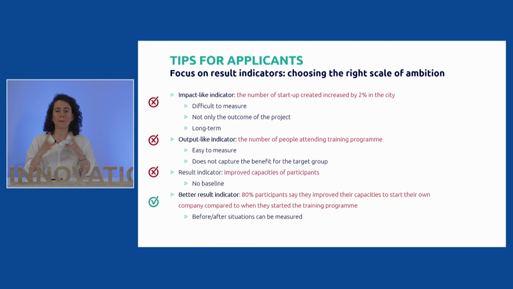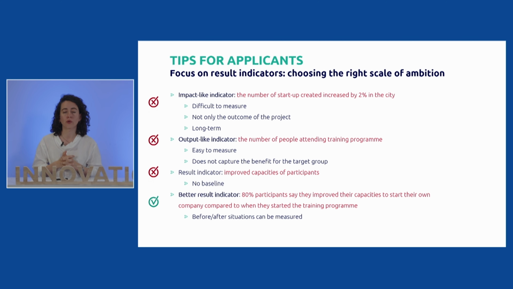The big ambitious results, we call them impact-like indicators. Basically, they're going one step further than our expectations. And the ones that are too narrow, we call output-like indicators. In the slide, we came up with some examples. If we take a result such as the number of startups created increased by 2% in the city after the end of the project, it would be really difficult to say this is thanks to the project. It's too difficult to measure, too long-term, and too ambitious compared to our expectations.